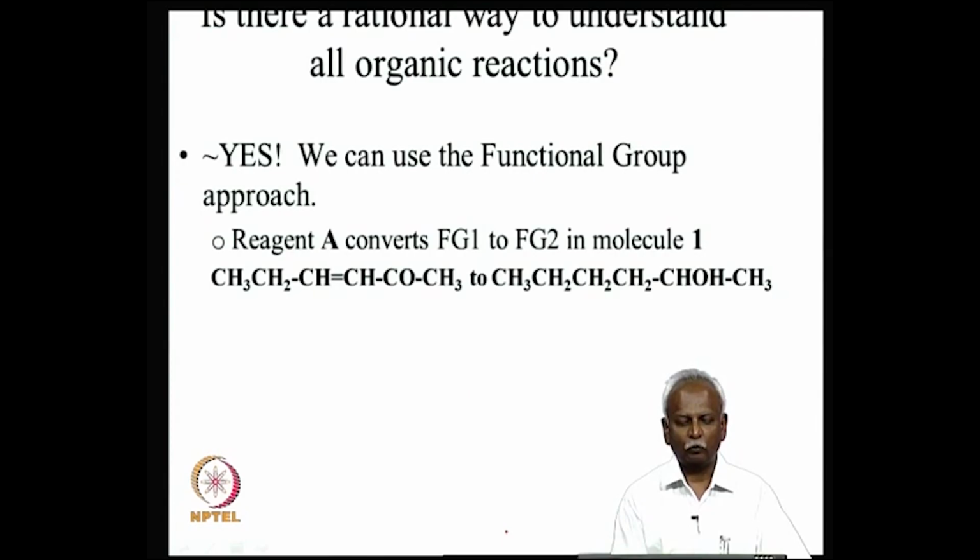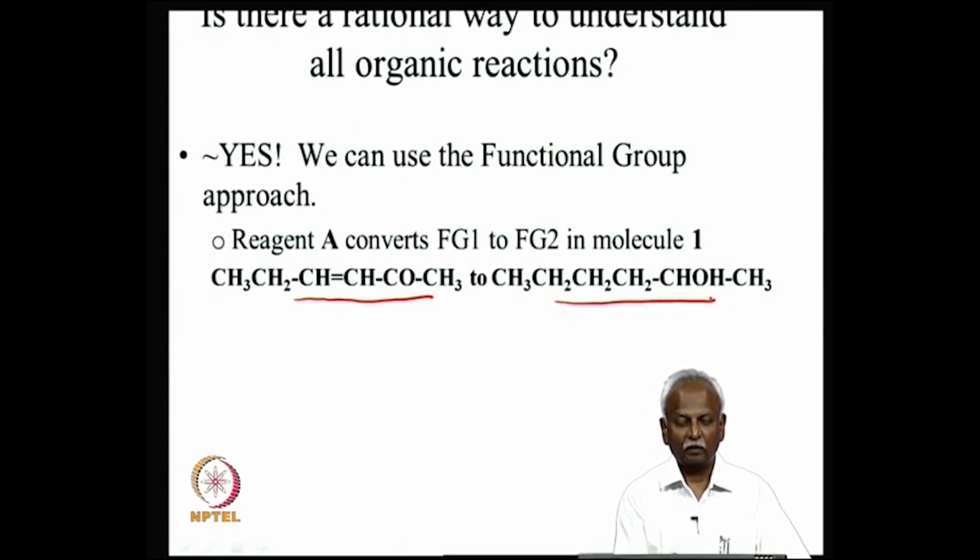So, if I want to convert, for example, here an unsaturated molecule, I have shown here an unsaturated molecule which is unsaturated in two places. One is a carbon-carbon double bond, another is a carbon-carbonyl group. I only want to reduce one of them, or I want to reduce both of them. In this case, I have reduced both of them. I can use a particular reagent.